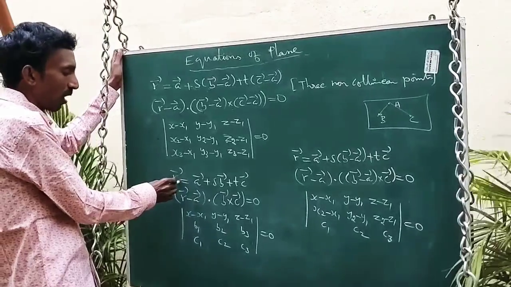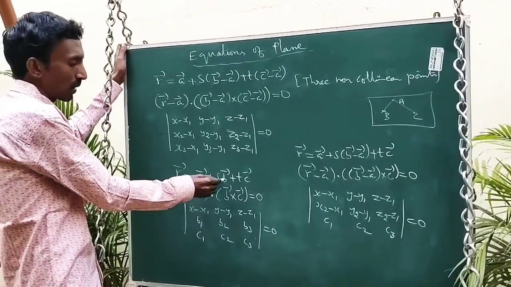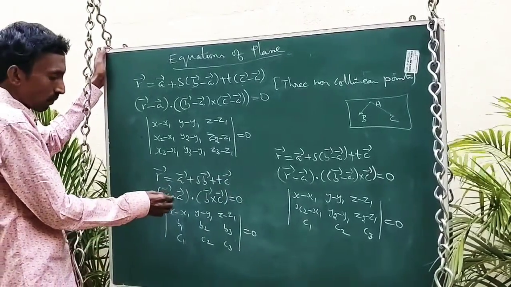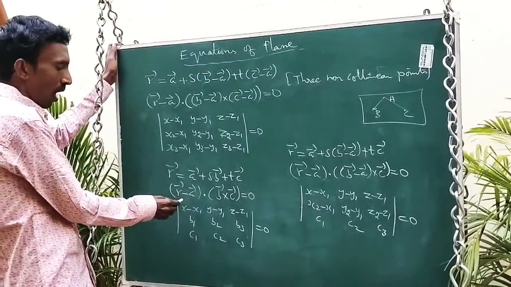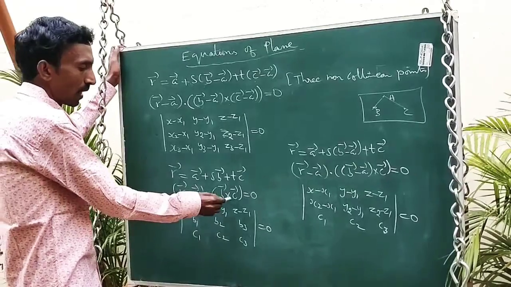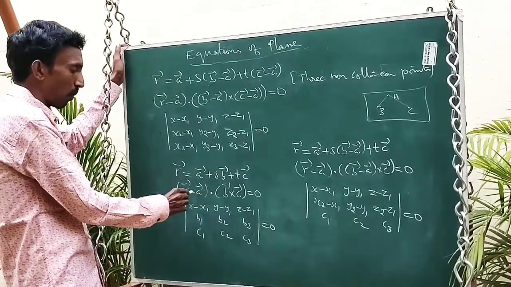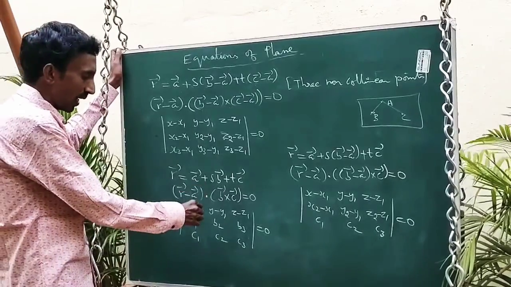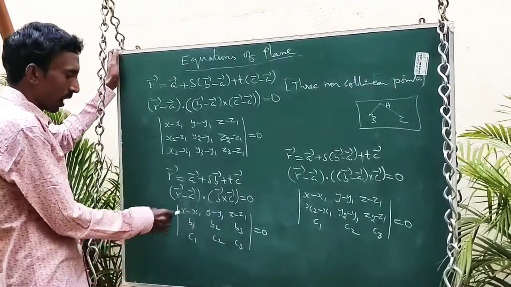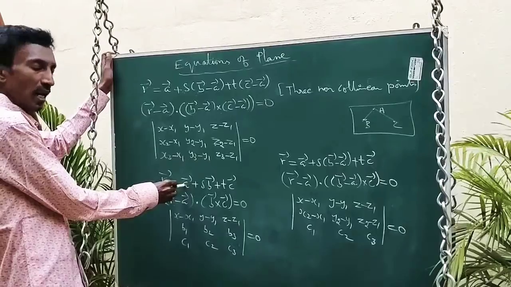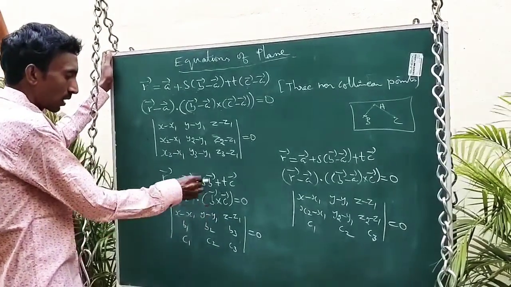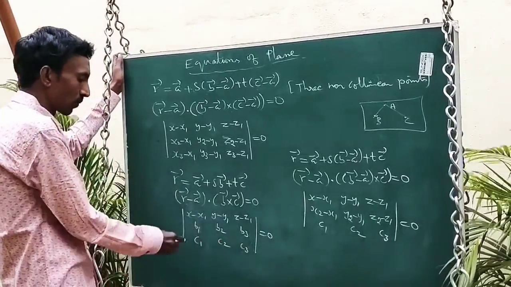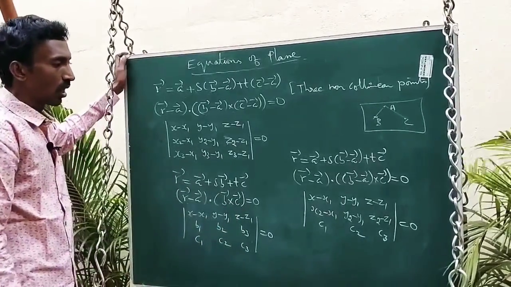Parametric vector form: R vector equal to A vector plus S B vector plus T C vector. Non-parametric vector form: (R minus A) dot (B cross C) equal to 0, or we can write the box product [R minus A, B, C] equal to 0. Third one, Cartesian form. The position vector of the point A is (x1, y1, z1), the components of B are b1, b2, b3, and C are c1, c2, c3. So the determinant equals 0.